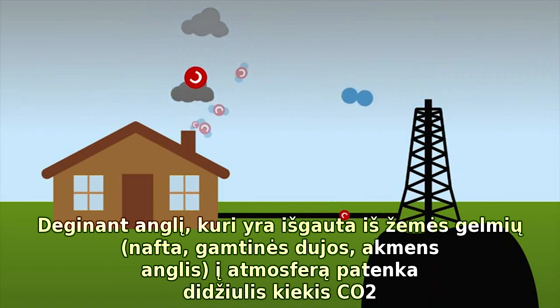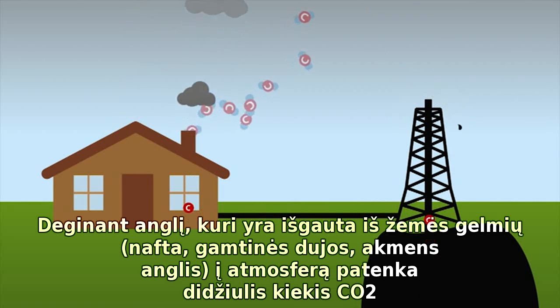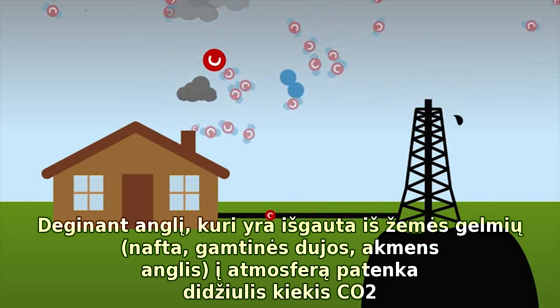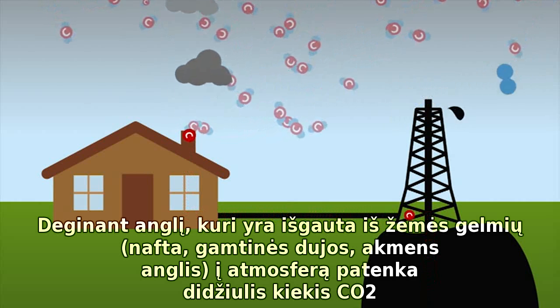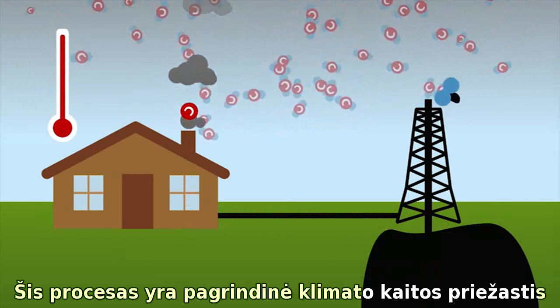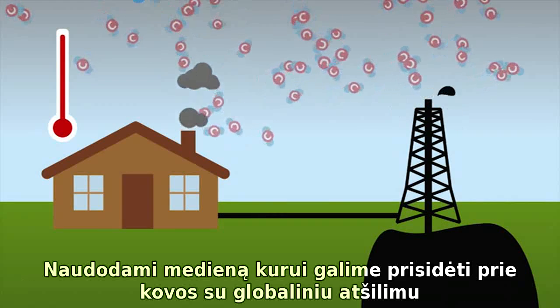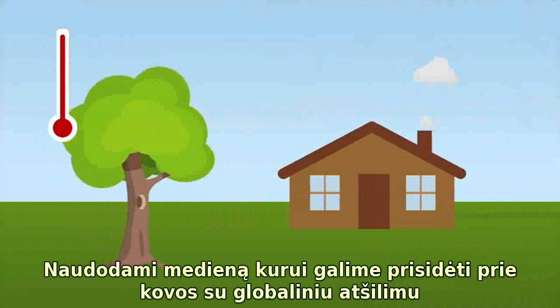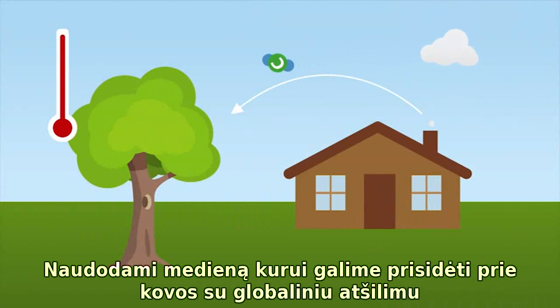Carbon from oil, natural gas, or coal comes from deep inside the Earth's crust, is transported across far distances, burned, and increases the CO2 in the atmosphere. This process is the main cause of global warming. However, if we use wood to generate heat, we make an important contribution to the slowing down of global warming.